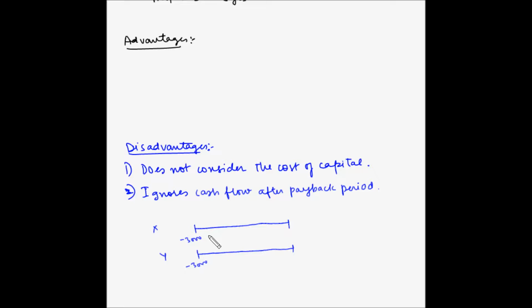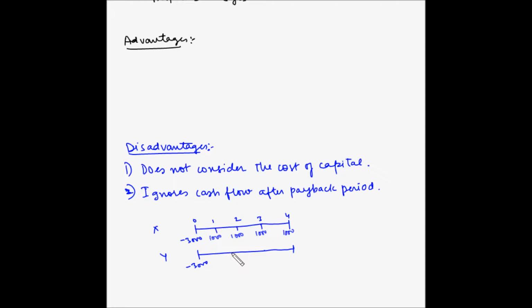Now project X is expected to produce cash inflows of rupees 1,000 each for the next 4 years. So total is 4 years. So 1, 2, 3 and 4. So project X is expected to produce cash inflows of 1,000 rupees each. So 1,000, 1,000, 1,000, 1,000, and this is only for the next 4 years.